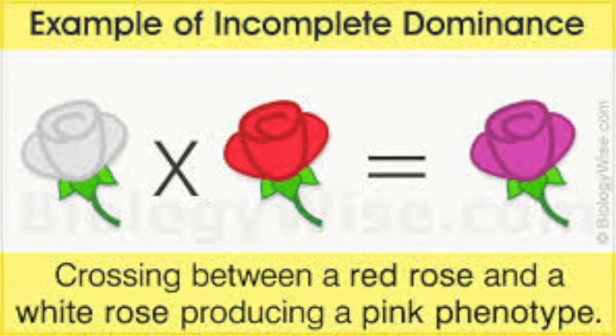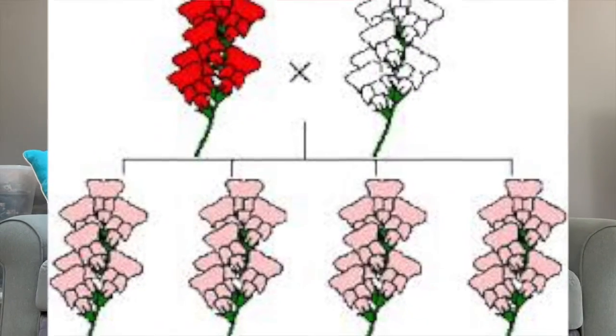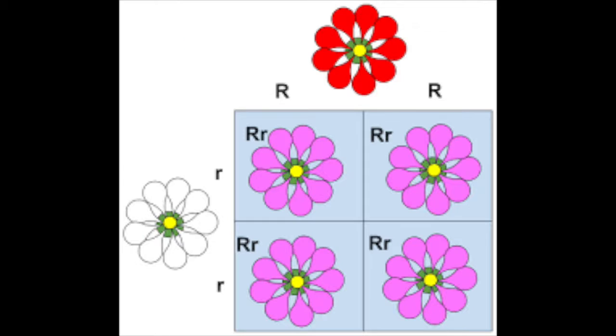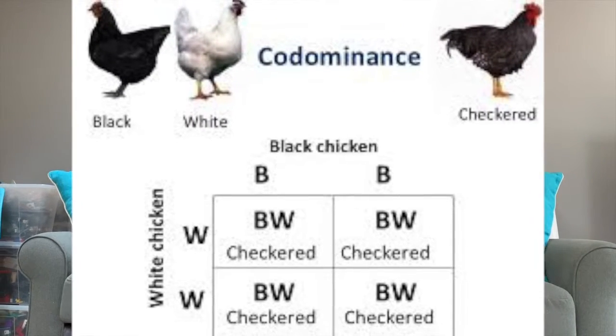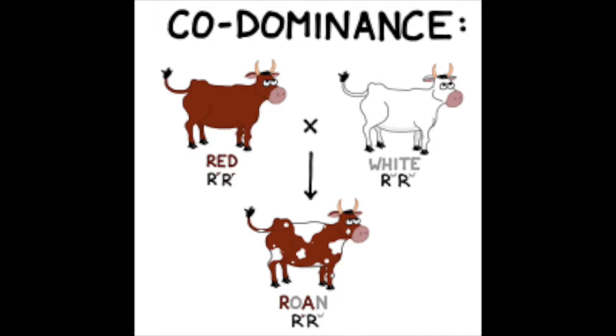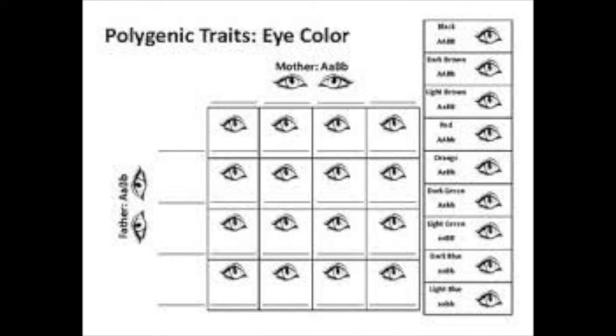Incomplete dominance is heterozygous and is when individuals are a blend of the possible alleles. An example of this is when you cross a red flower and a white flower, you will get a pink flower. Codominance is heterozygous and is when individuals show traits of both possible alleles. An example of this is when you cross a brown cow with a white cow, you will get a brown and white cow.